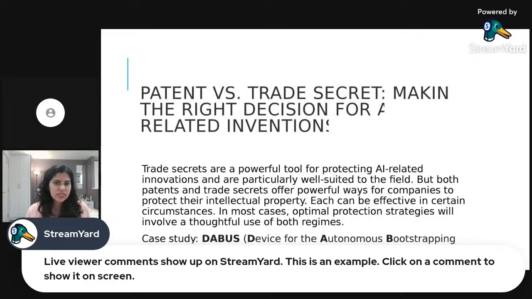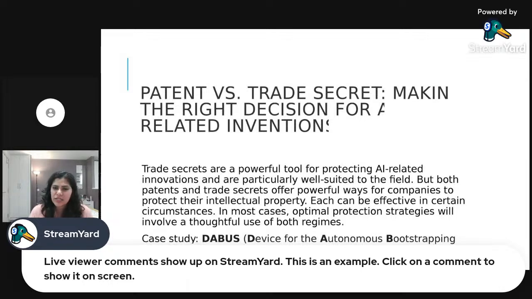For inventions, you look at patents and you look at trade secrets. I can give you a case study of Dabus. You can go back and have a look at it. It's a very interesting technology which helps in inventing, and that itself is an artificial intelligence system which was created by this person called Stephen Thaler. It made up two novel products.